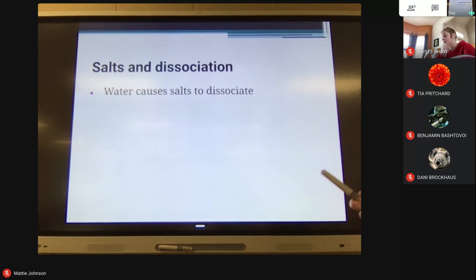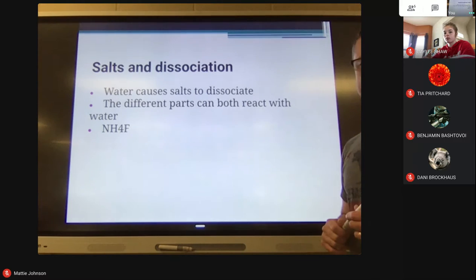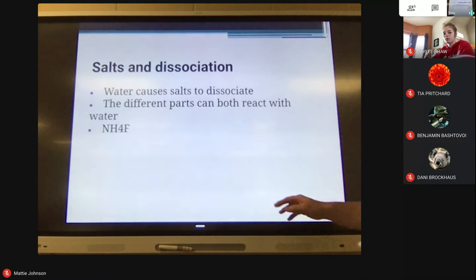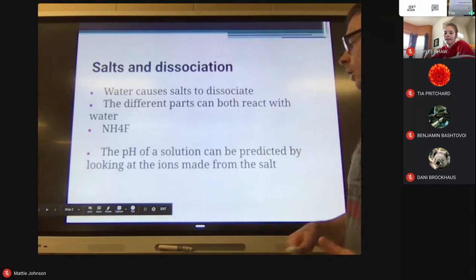So, salts and dissociation. Most salts will dissociate 100%. The things that don't dissociate 100% are precipitates, which maybe we'll get to in the next few weeks, according to our timeline. I have no idea. Water will cause salts to dissociate and break up, and the different parts can both react with water. The ones that truly react are the things that influence the pH. So NH4F has two things that can react with water, and the pH of the solution is going to be predicted by looking at the ions of these salts.